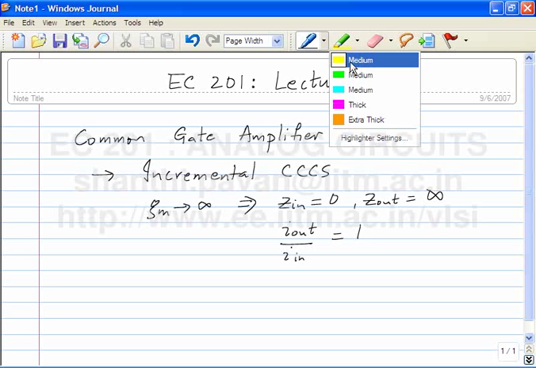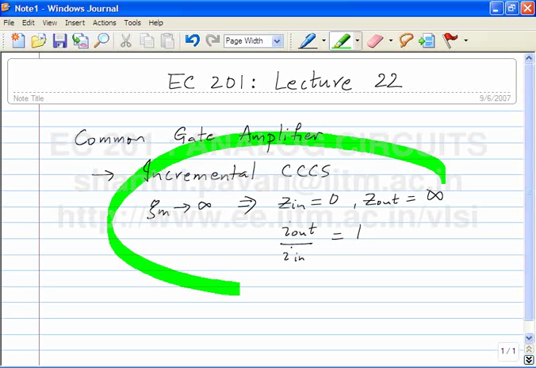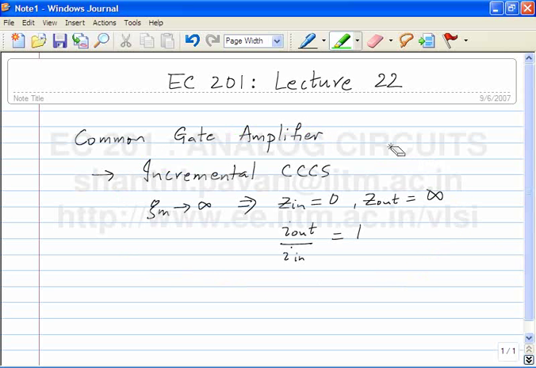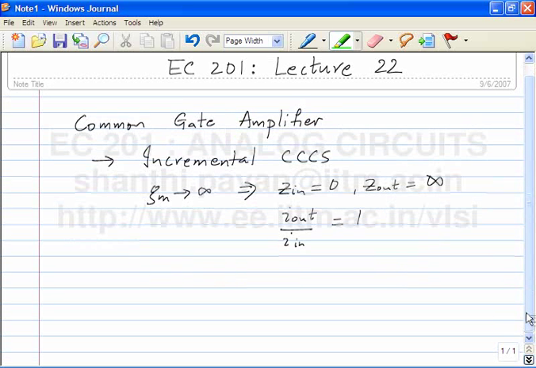One thing to note is that all this only holds when the transistor is operating as an incremental voltage controlled current source itself, which means that the transistor must operate in saturation. So the moment the transistor goes out of saturation, all these things will go haywire, and whatever you put in that circuit, the output sine wave will start to clip.